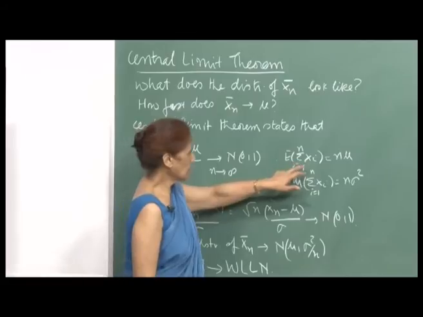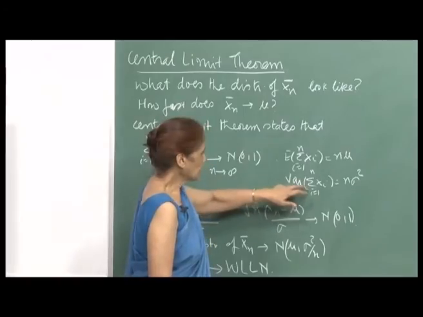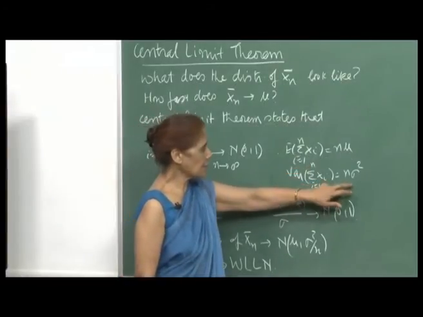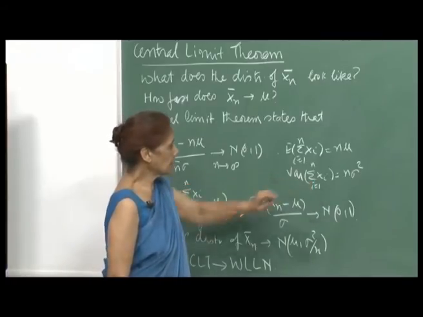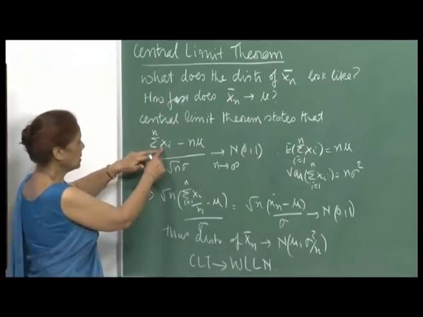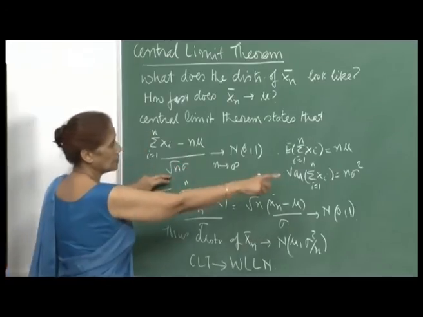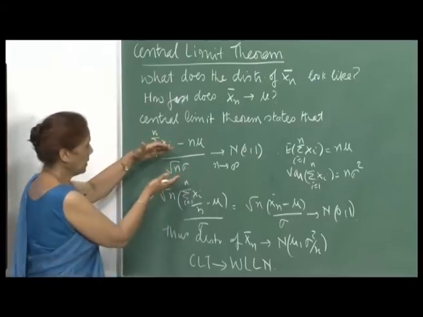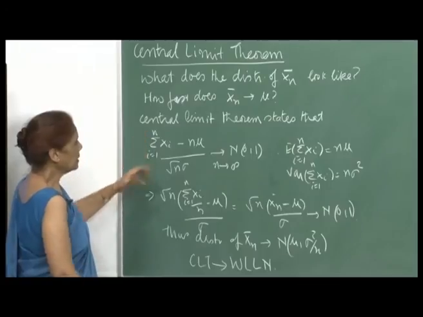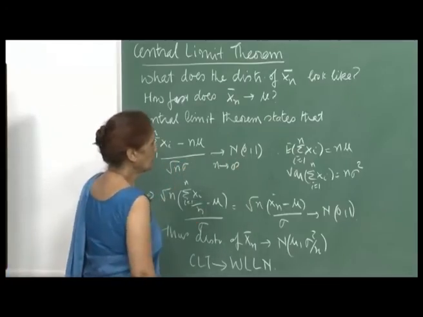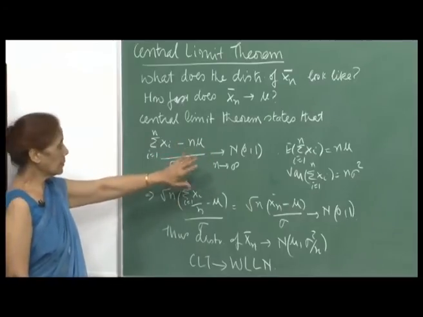Now, the expected value of sigma x i, i varying from 1 to n, will be n mu, and the variance of sigma x i, i varying from 1 to n, will be n sigma square. The x i's are a sequence of independent identically distributed random variables. Therefore, you are standardizing by subtracting the mean of this variate, minus n mu, divided by the standard deviation, which is root n sigma. So, after standardizing the variate sigma x i, the central limit theorem says that this will go to N(0,1) in distribution.